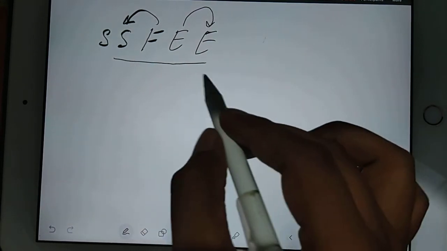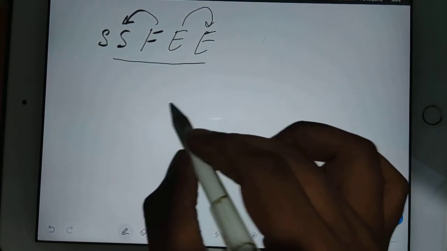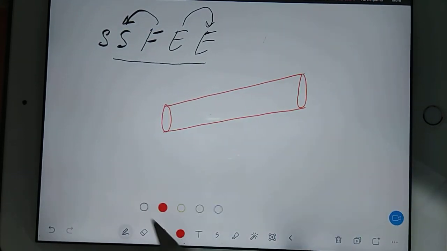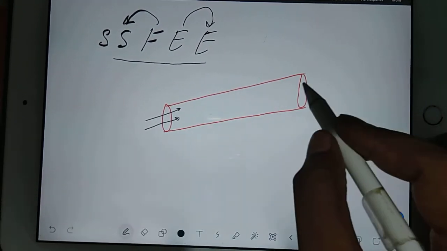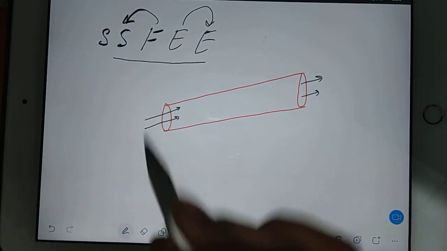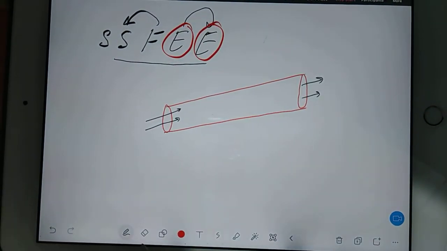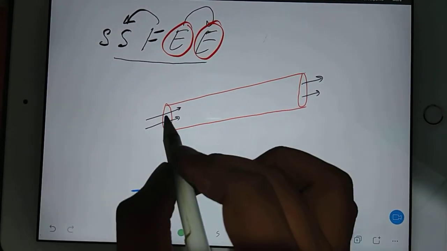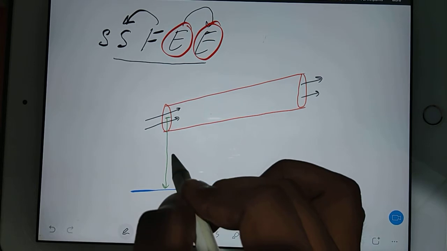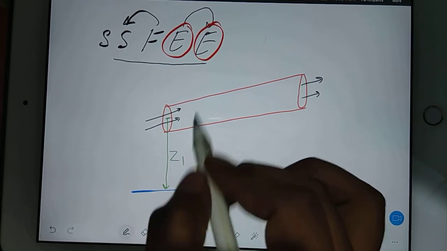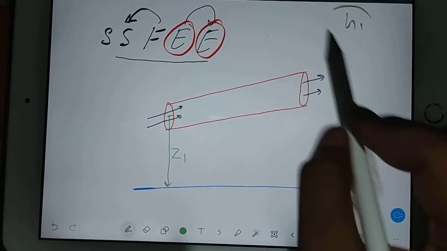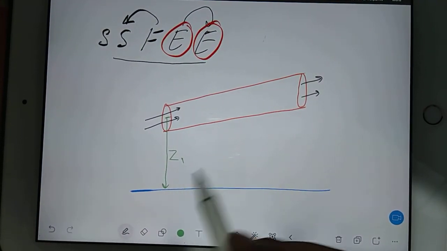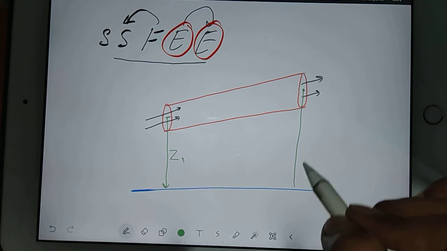So imagine there is a pipe like this. In this pipe, flow is going. So we are looking for the energy equation. Suppose this is the ground level. At this point your height is considered as Z1. You don't consider height as h because h is the symbol for enthalpy in thermodynamics. And here you have the height Z2.